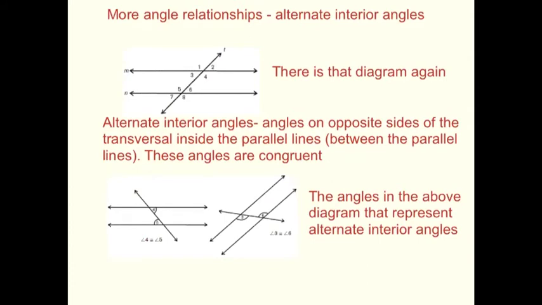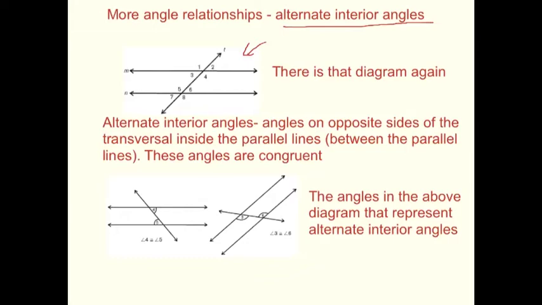The first type of angle we're going to talk about is called alternate interior angles. So here's our favorite diagram again. Parallel lines cut by a transversal. You see 8 angles. The alternate interior angles are the angles on opposite sides of the transversal that are inside the parallel lines.